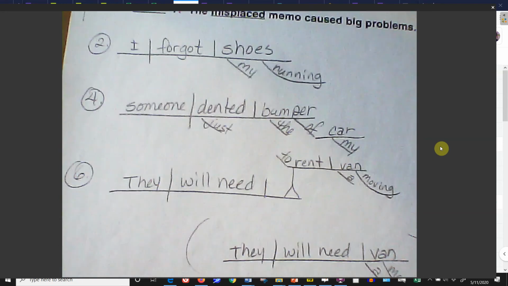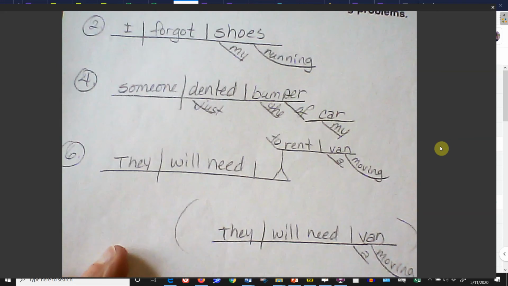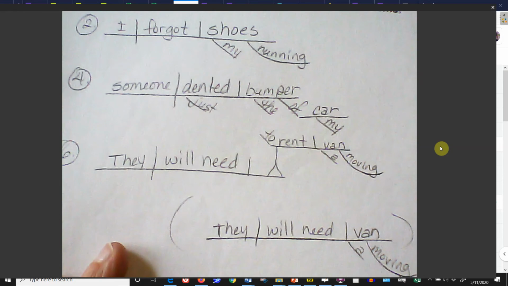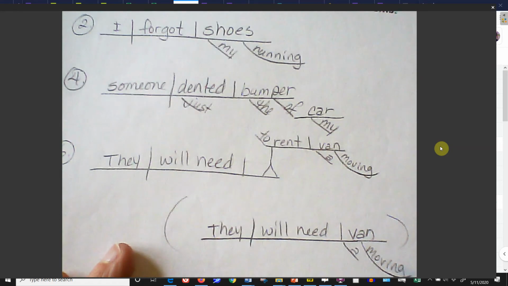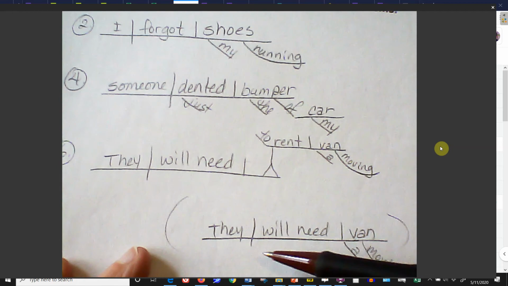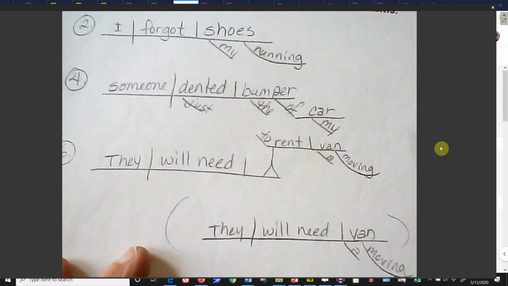The first one is the real version, what it really should be and what it will be once we've done infinitives in a couple of sections. But for now, it's quite possibly we might have done something like this and just done they line through, will need line 2, van. What kind of van? A moving van with a curvy line on moving.